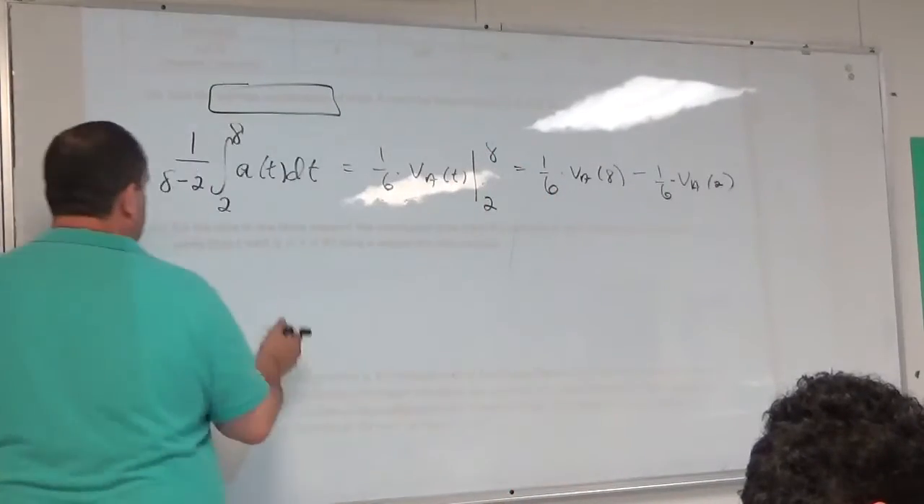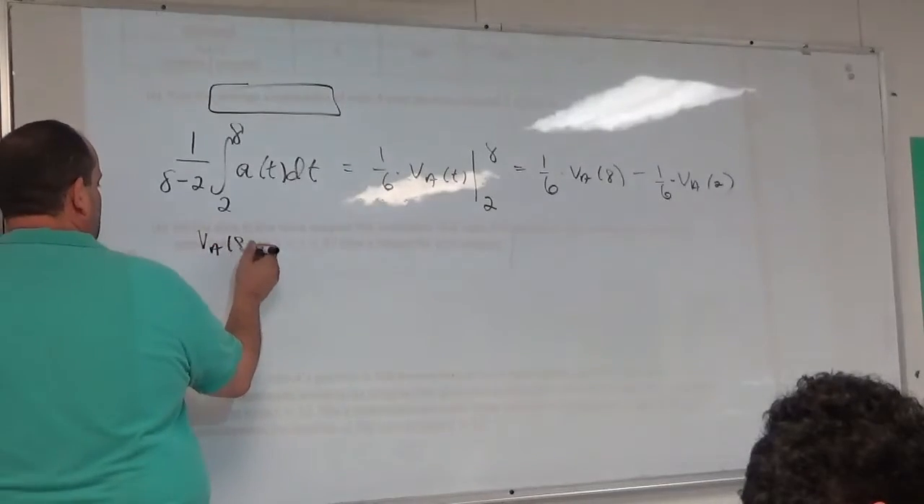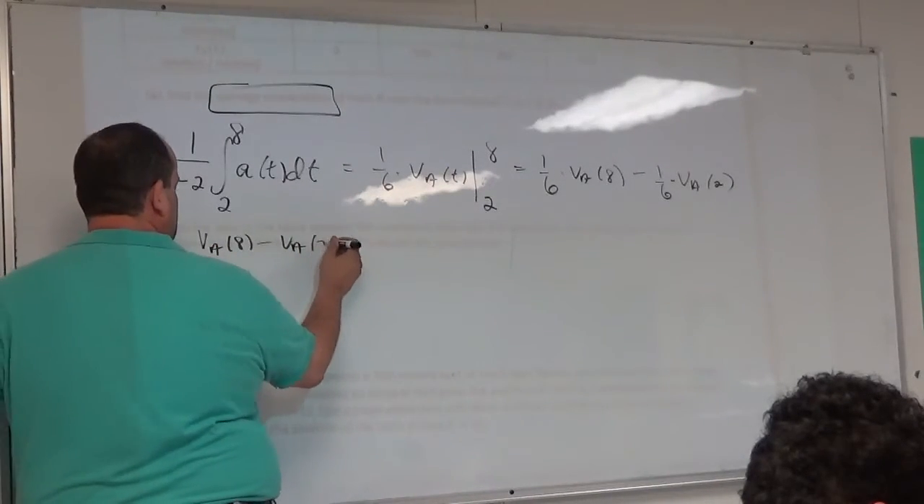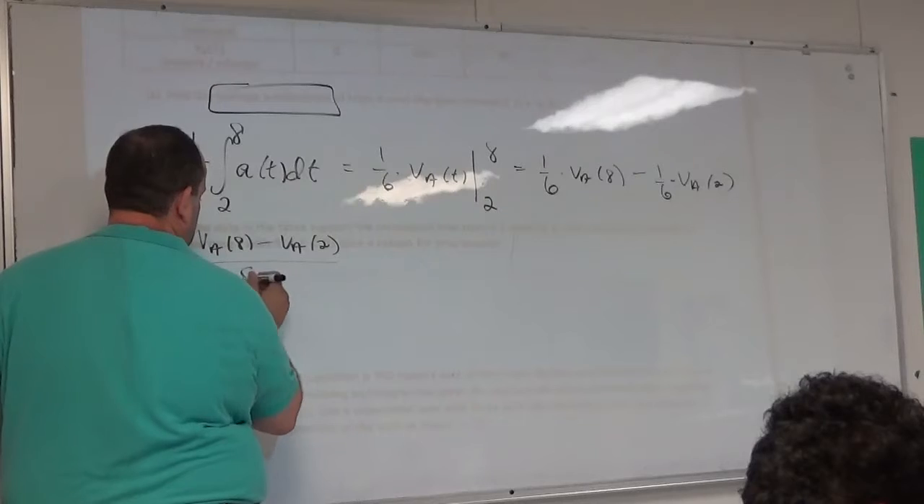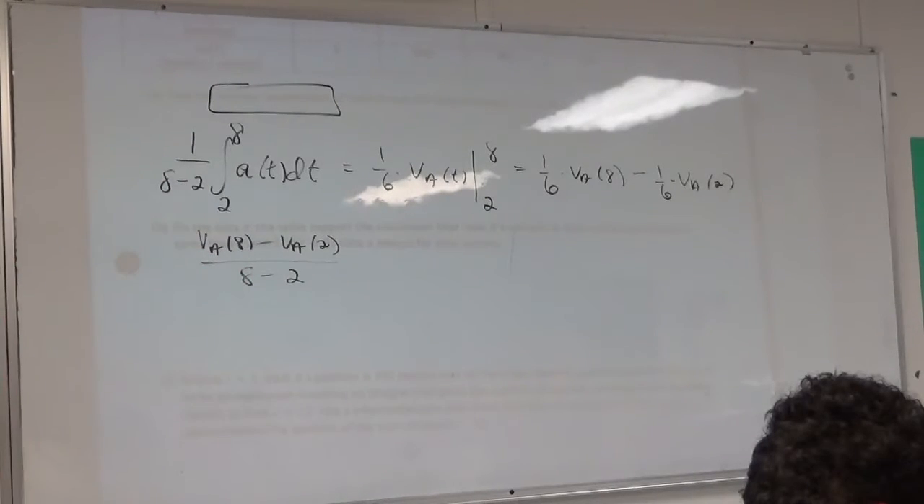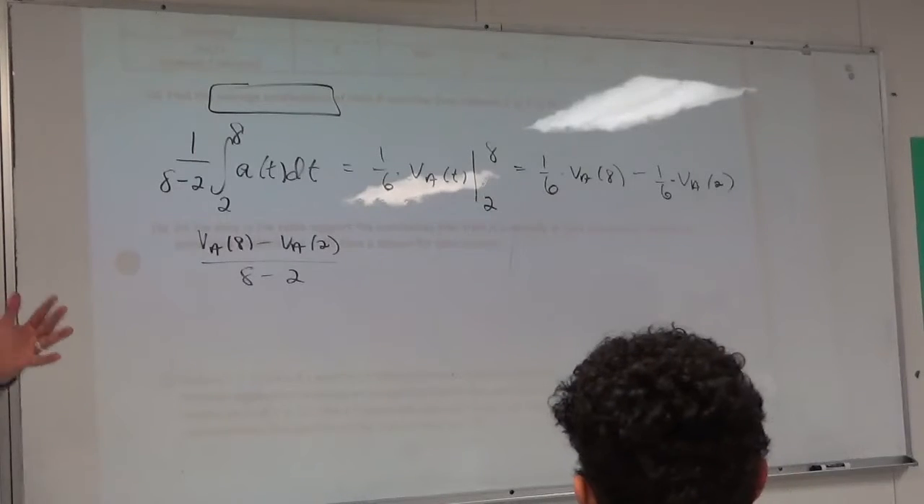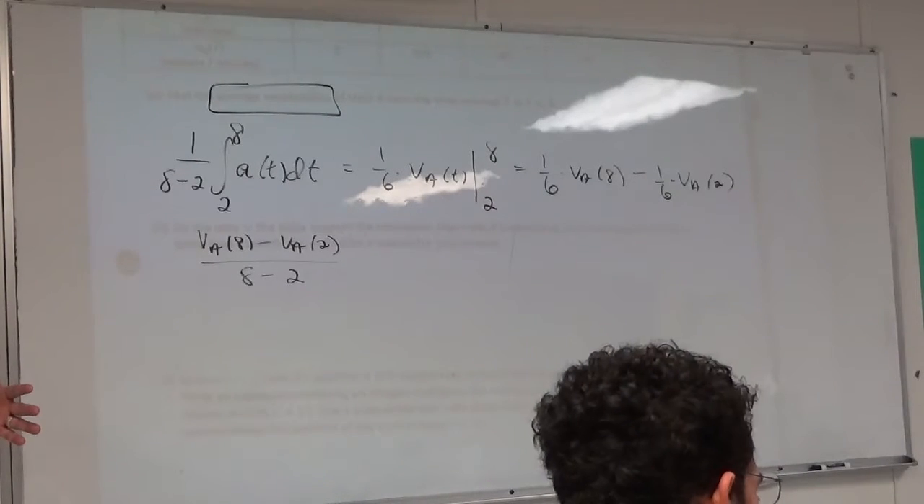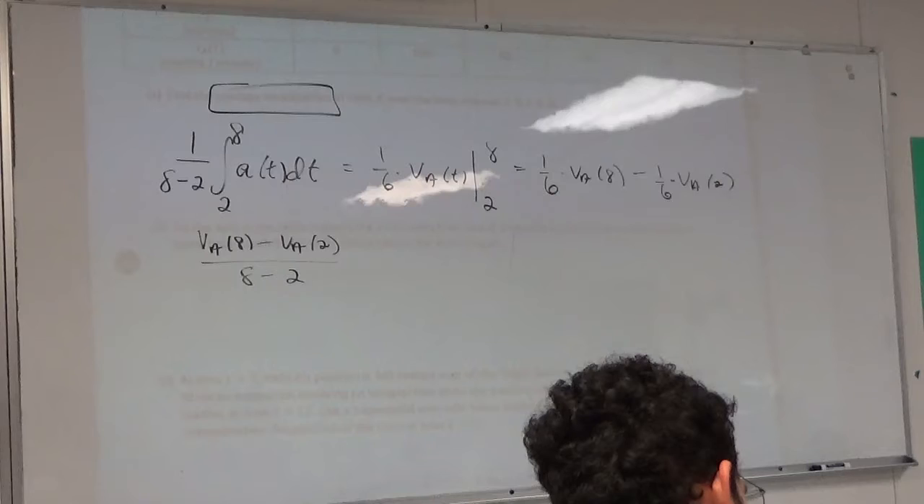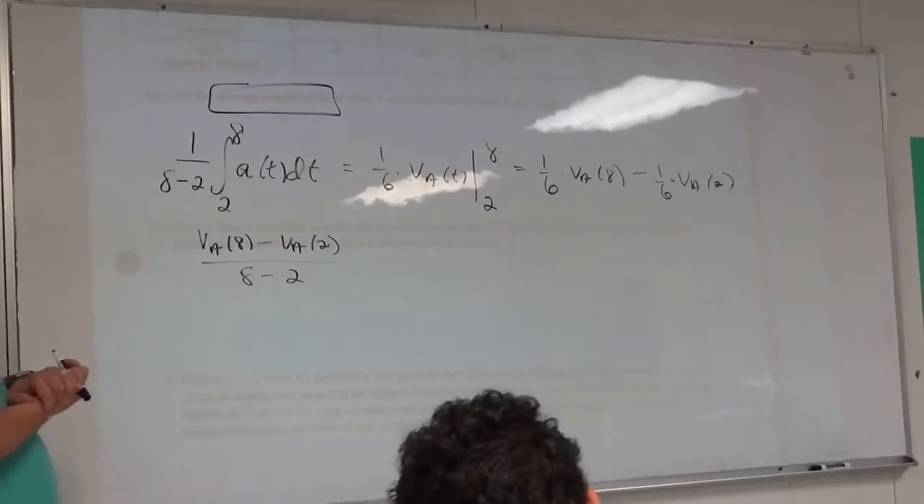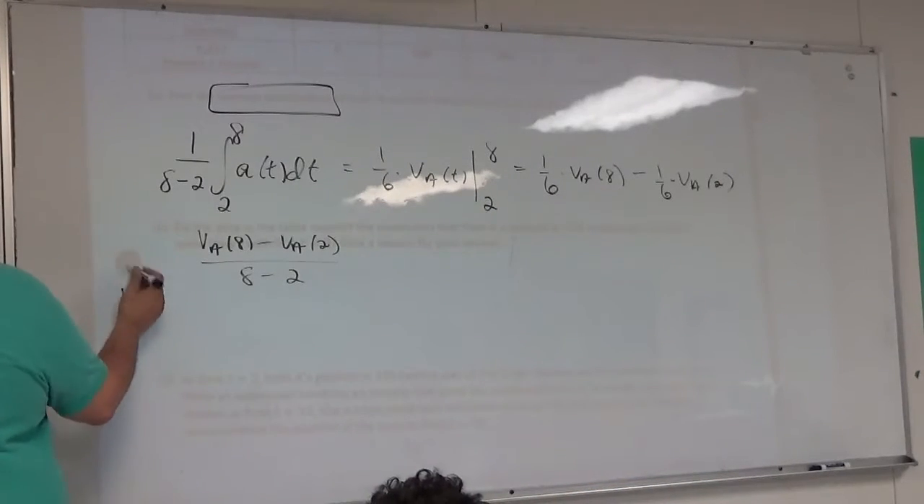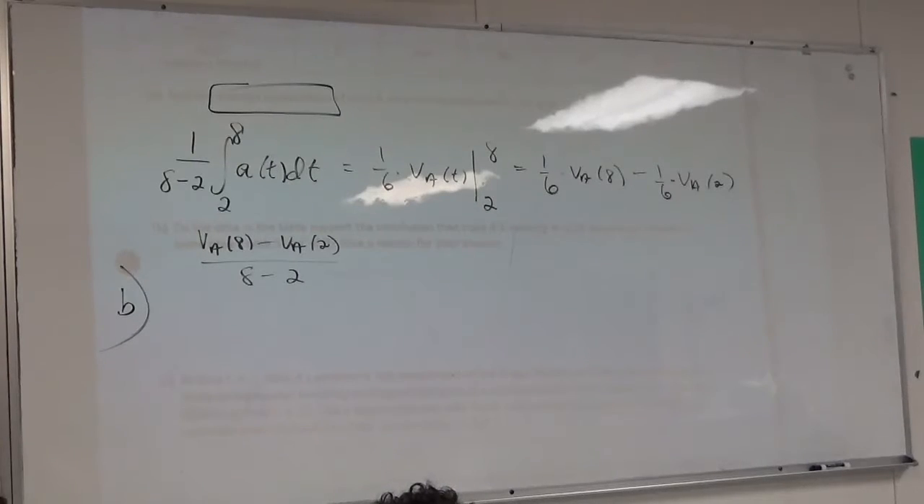Here's the other way that some people did. They said, let me look at the velocity at time 8 minus the velocity at time 2 and divide by 8 minus 2. That works as well. Both ways get you average acceleration. That was it. Okay, and sadly, it was just one little point. Okay, part B.